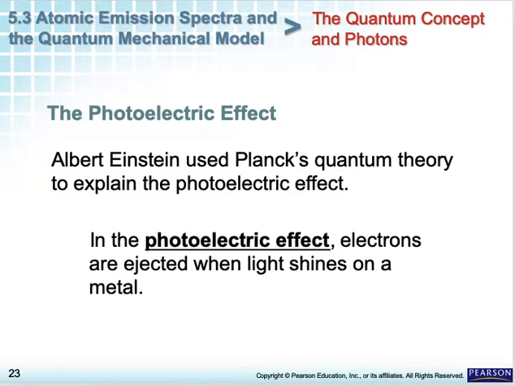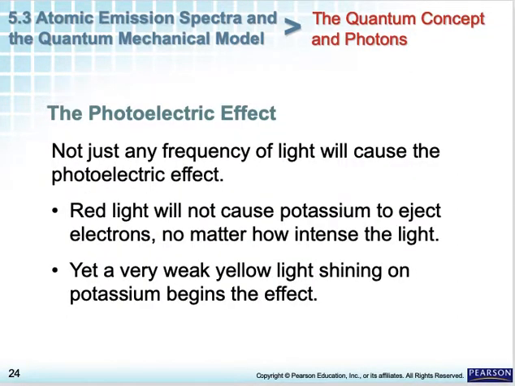And so electrons are ejected when light shines on a metal. And not just any frequency of light will work. It has to be the exact right frequency or wavelength. So red light will not cause potassium to eject an electron, no matter how bright or strong that light is, but very weak yellow light will cause potassium to eject an electron. And this is basically the basics behind solar panels and panels like on a calculator that is solar powered.